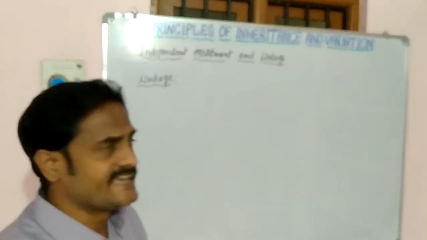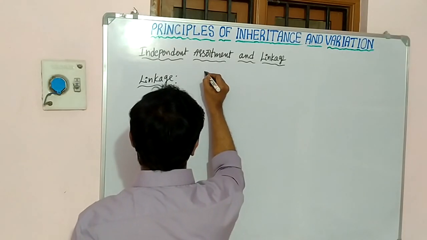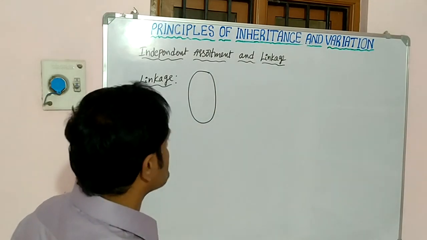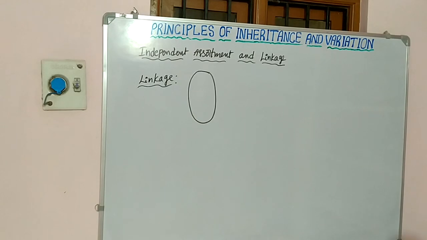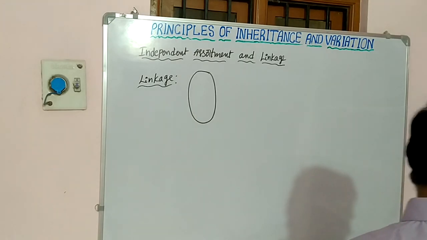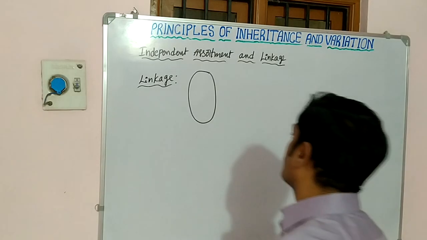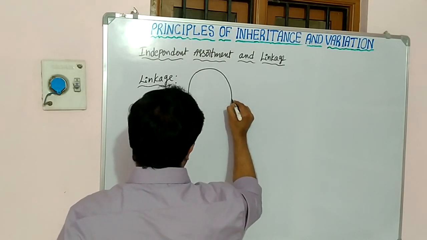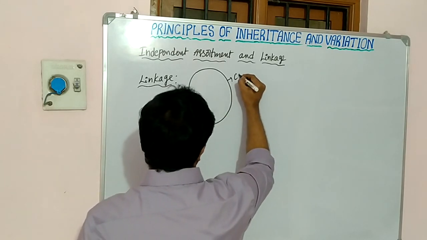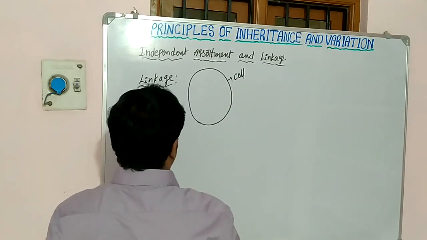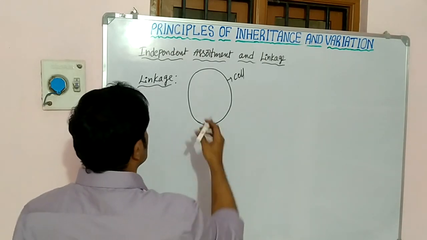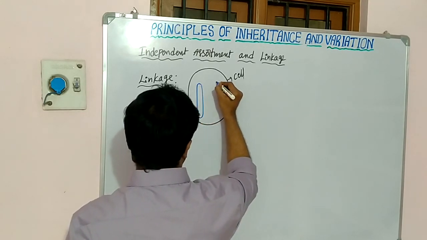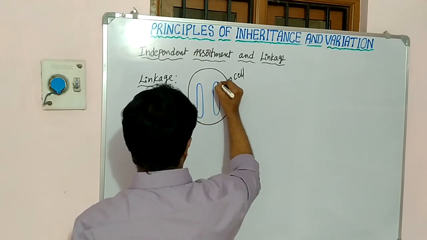What is linkage? Linkage means, suppose I take one cell here. The cell consists of two types of chromosomes. I will draw it. So this is one cell, and here I will take two chromosomes. This is the first chromosome, and this is the second chromosome.